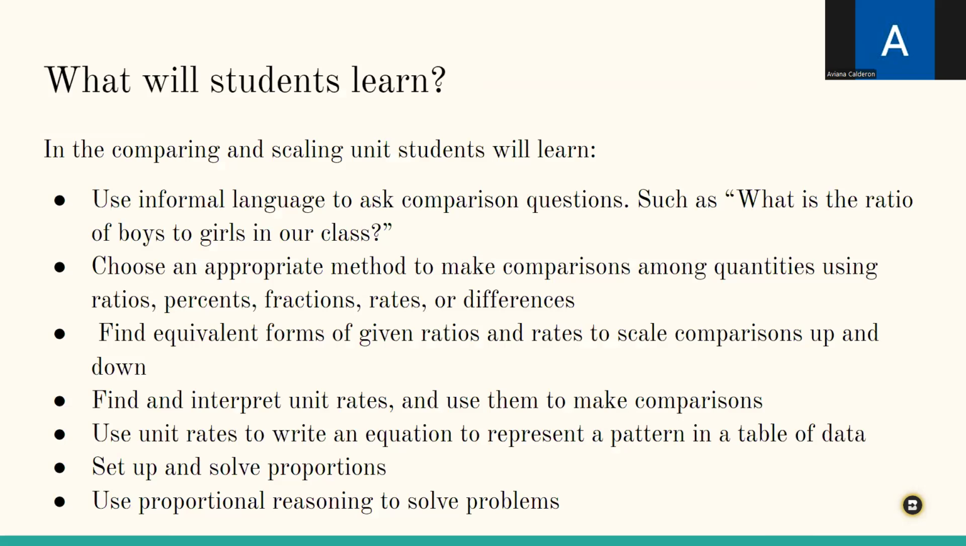What will students learn within this unit that is embedded into the Connected Math Project? In the Comparing and Scaling unit, students will learn to use informal language to ask comparison questions such as, what is the ratio of boys to girls in a class? They will choose an appropriate method to make comparisons among quantities using ratios, percents, fractions, rates, or differences. Find equivalent forms of given ratios and rates to scale comparisons up and down.